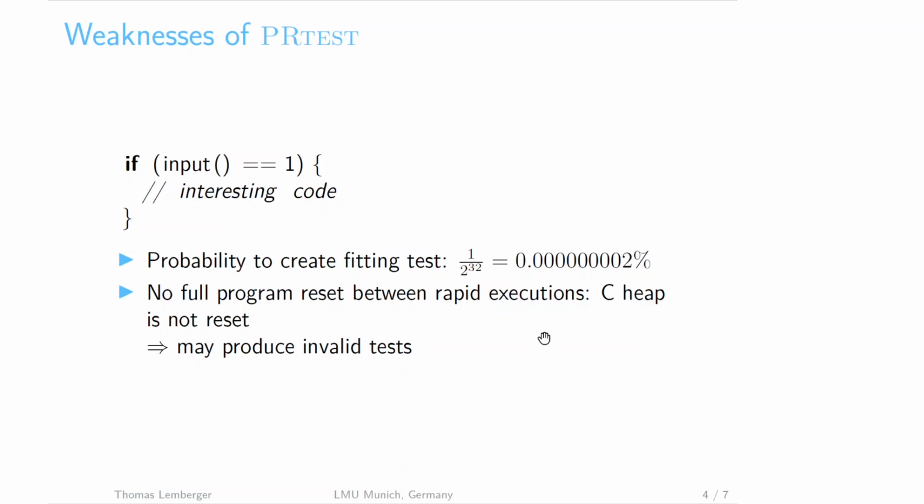In addition, because we try to be fast, we do not fully reset the program heap between program executions. So if there are some global variables in use, we do not reset them, and we may produce invalid tests or miss some tests that we actually could create. We did not encounter this as a problem in Test-Comp', but it's something that we definitely should keep in mind.